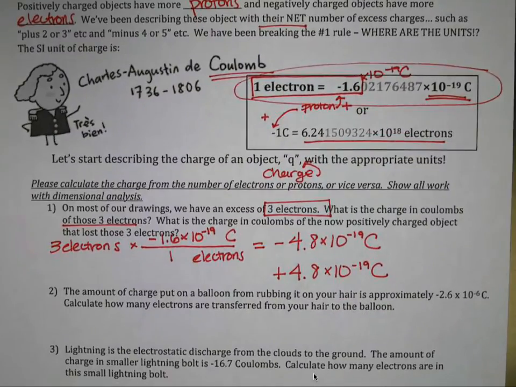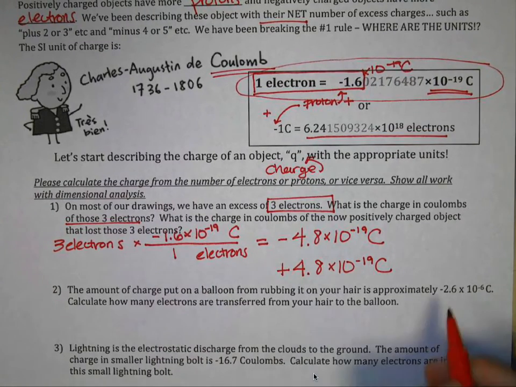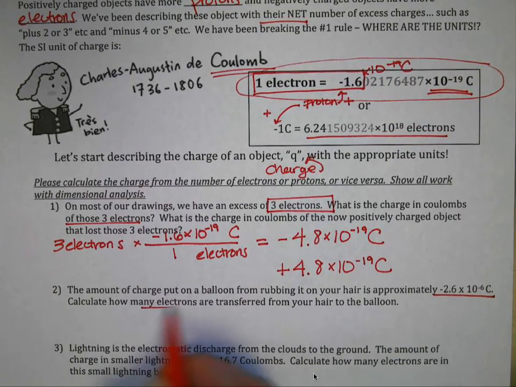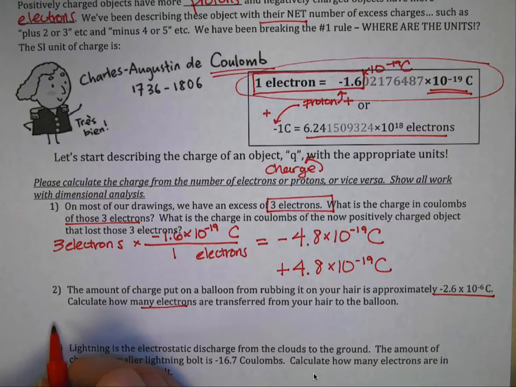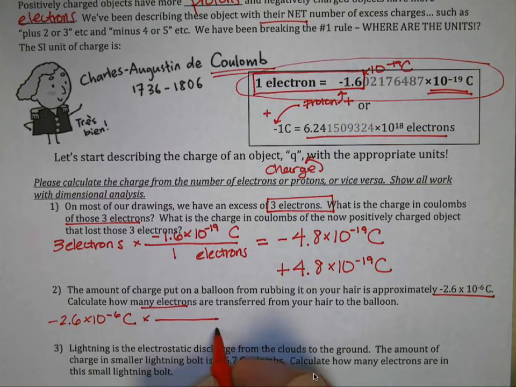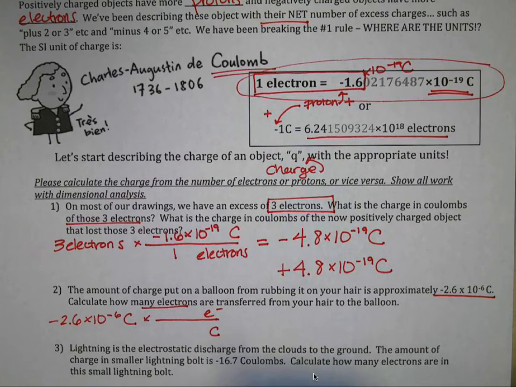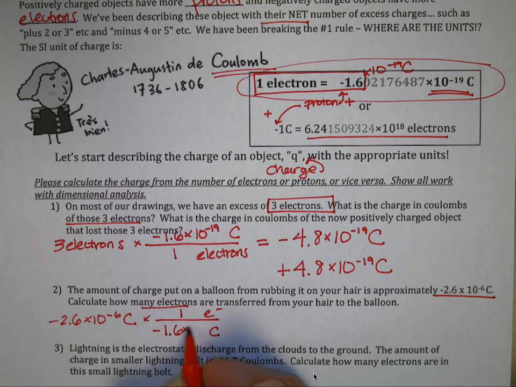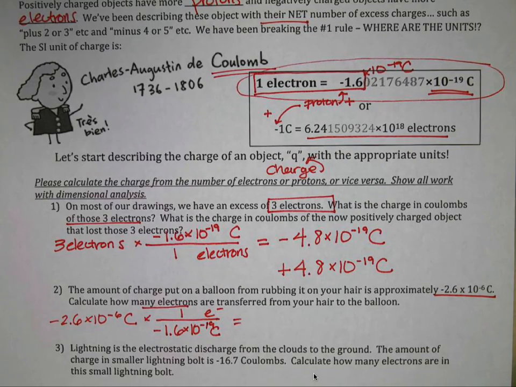Number 2 is similar, starts a little bit differently. It's giving you a charge and asking for how many electrons. So I'll start you off with that. It's going to be negative 2.6 times 10 to the negative 6 coulombs times, again, we want our unit of coulombs on the bottom, electron on the top. 1 electron for every negative 1.6 times 10 to the negative 19 coulombs. You do that in your calculator and you get your answer. Try to finish up those problems and see where you get.